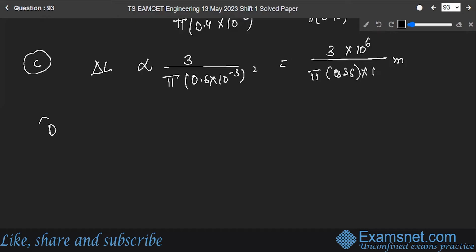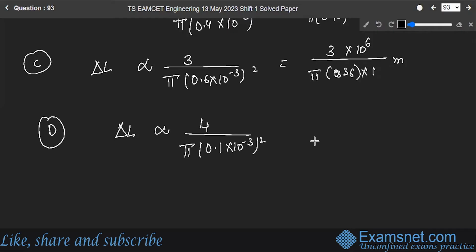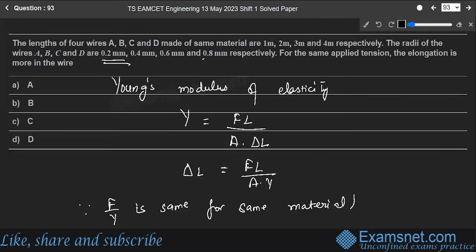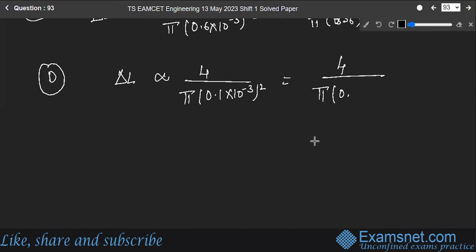And for the D wire, you have delta L is equal to 4 upon pi into 0.1 into 10 raised to power minus 3 square, or 4 upon pi into 0.8. It is equal to 0.8. So this will be 0.64 into 10 raised to power 6 meters.